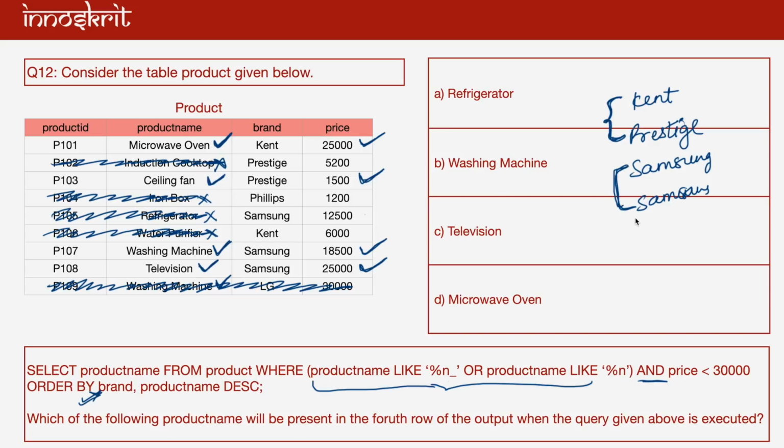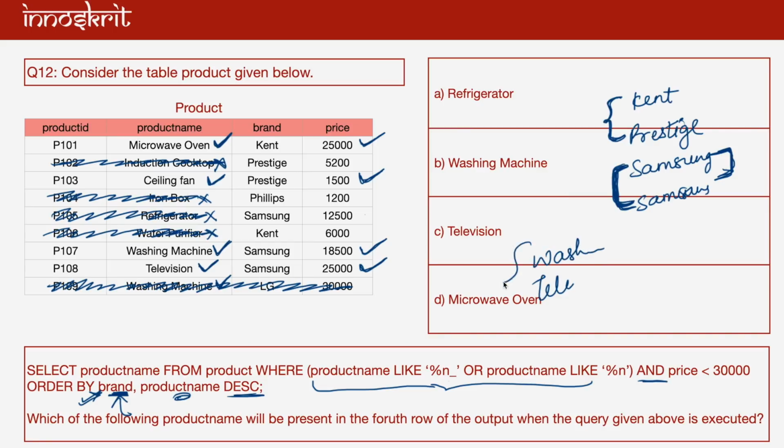So whenever we have the same value for the very first attribute of the order by, if the first attribute has the same two values, then for only these two values the data will be arranged in the descending order of the product name. So for this Samsung, it was washing machine and then the television.